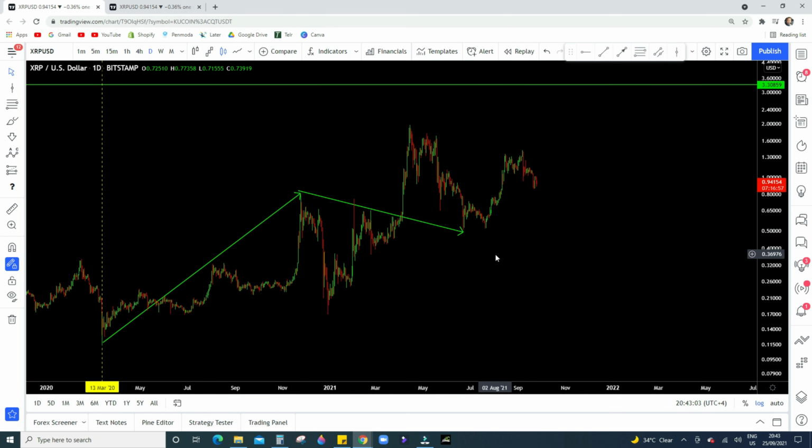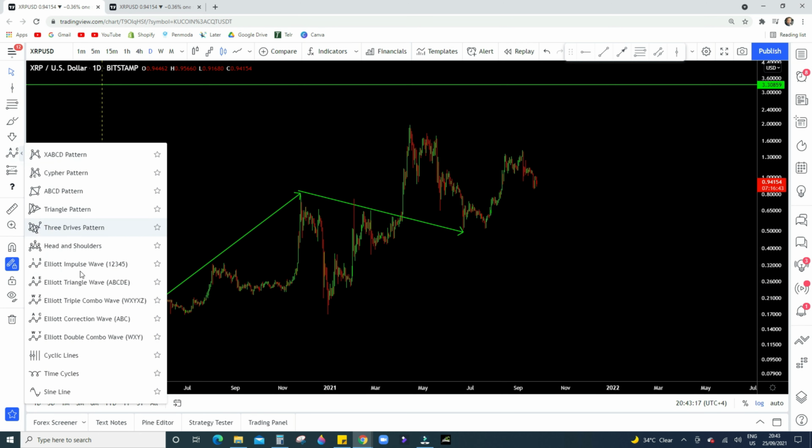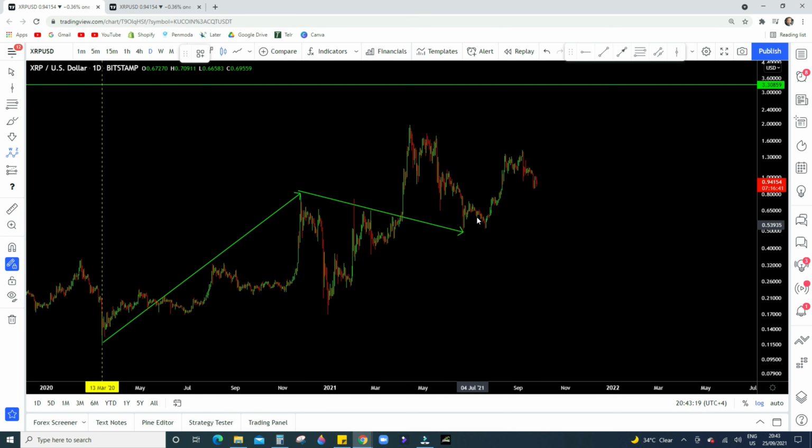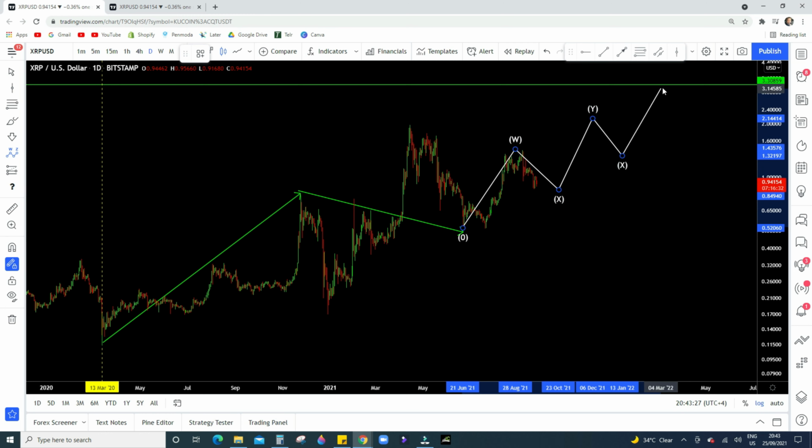Now the first option that we can consider is that we mirror the first impulse that we had over here. As I told you earlier, this impulse was a 5-wave impulse. So if we are going to get something similar, we should get a structure that looks something like this: W, X, Y, X, and then Z. So this is one way of looking at it.